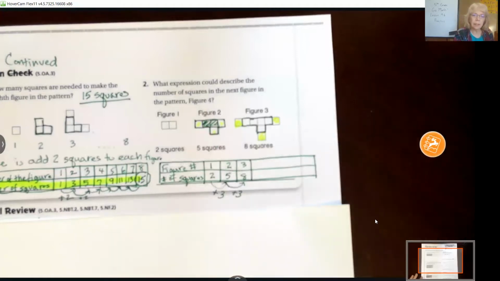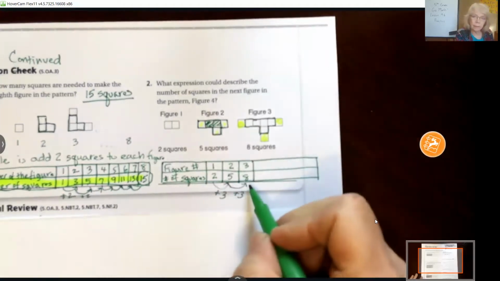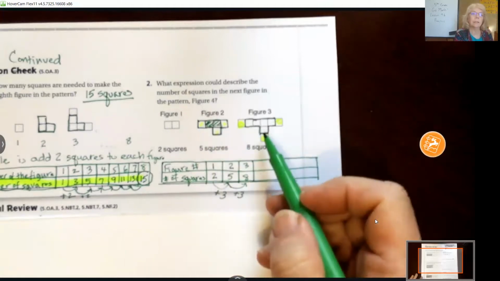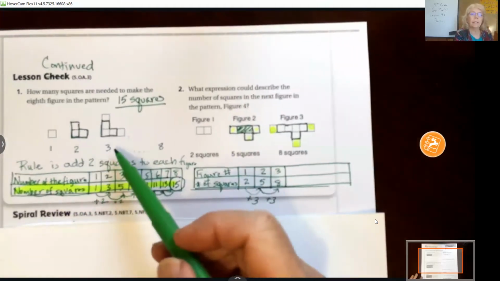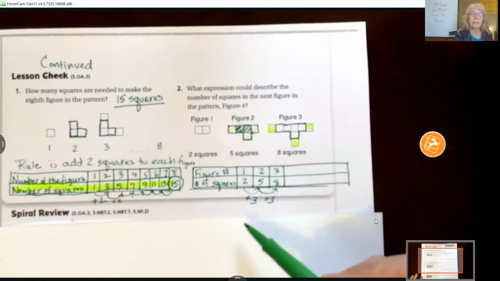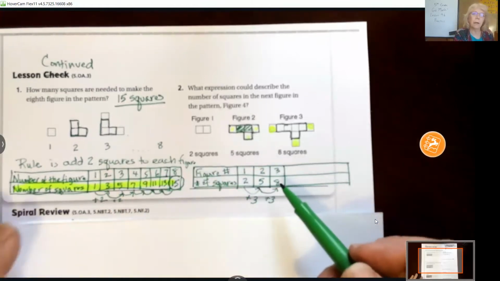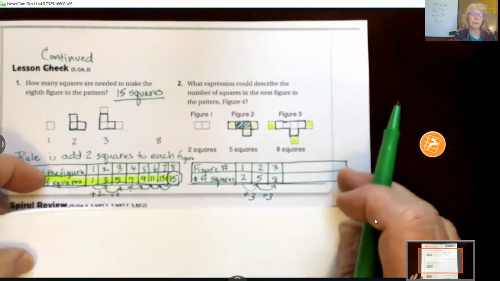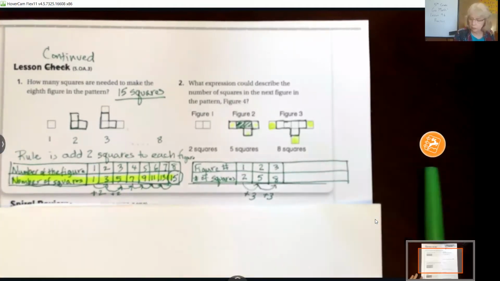In this particular case, I find it easier to find the pattern in the chart than to find it in the picture. And on this one, I found it easier to find it in the picture. Your brain might work differently. So we all have to use whatever makes most sense for us for finding these rules.